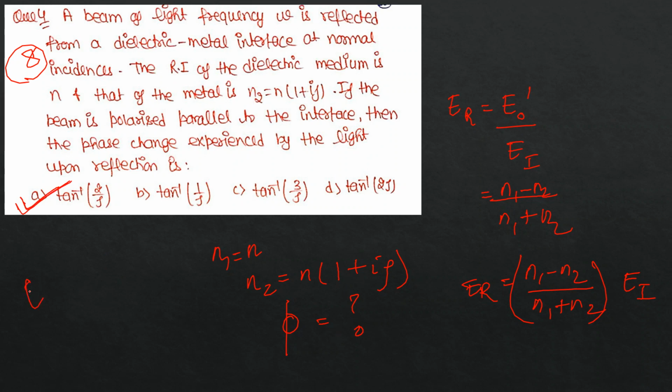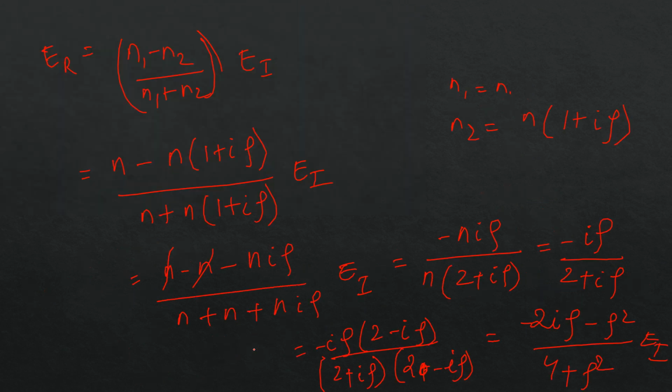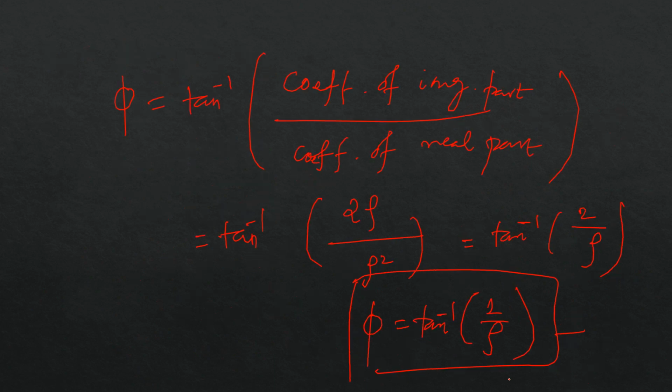So what did we do? ER is equal to (N1 minus N2) divided by (N1 plus N2) times EI, and we have N1 as N and N2 as given, N equal to 1 plus iρ. We just kept rationalizing to make it real, and at the end, whatever we got, we have to find phi as tan inverse of the imaginary part over the real part.